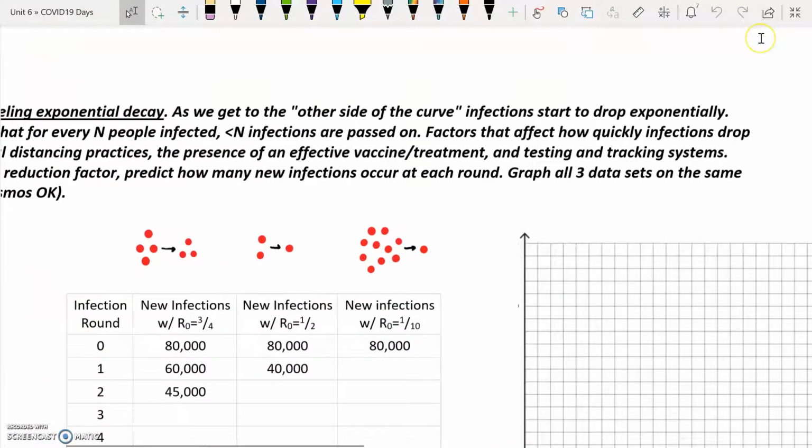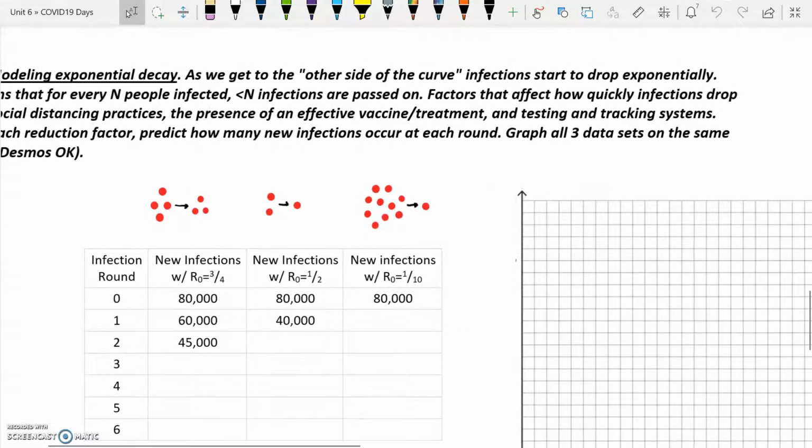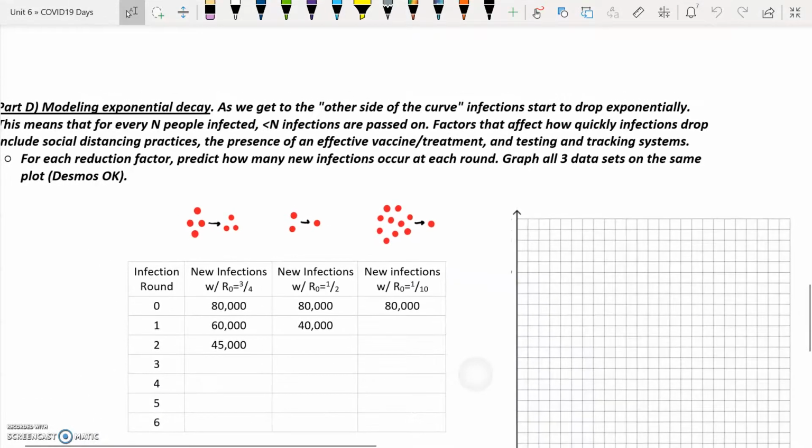Okay, so now let's talk about the other side of the curve where the number of infections are going down. So we're actually seeing a decrease in the number of people who are getting infected and a decrease in the total number who have that infection, which is what we're hoping to see over the course of the spring here so we can get rid of our social distancing rules and things like that.